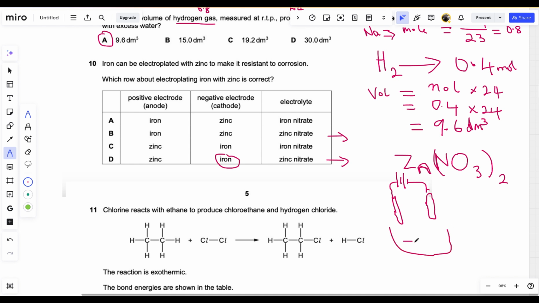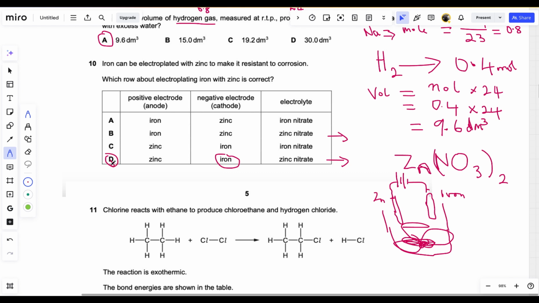The electrolyte is here, which is zinc nitrate, all the way across. To save time, we just know that this one here will be iron, because this is the one you have to electroplate. Any one you are electroplating, you put on the negative, the cathode. The one you are using to electroplate it, you put on the positive electrode. So our answer is D. We move to the next question.